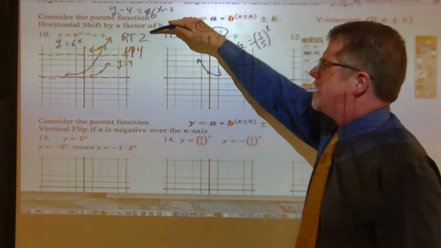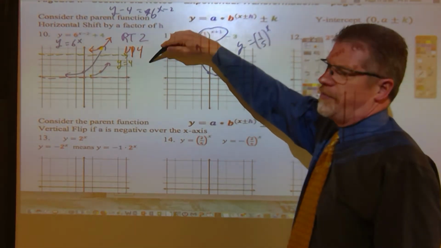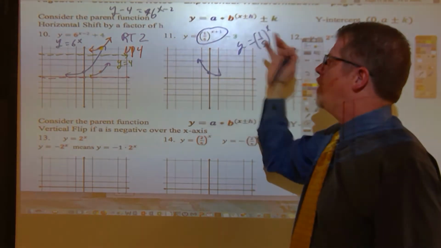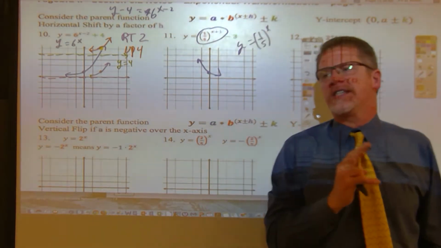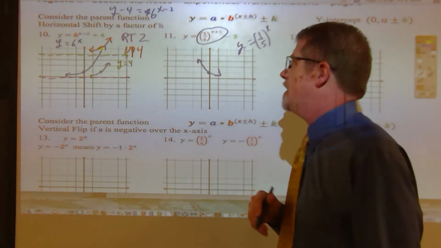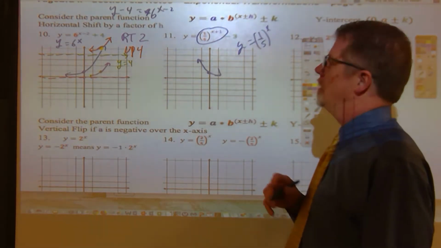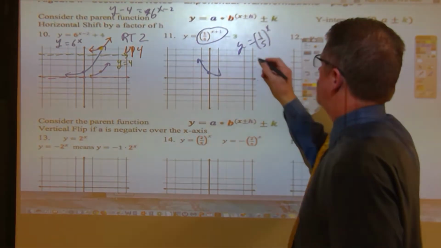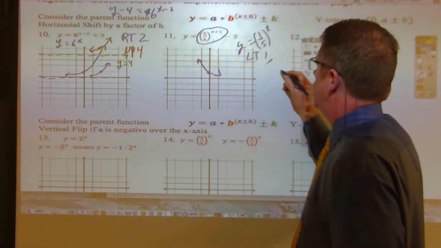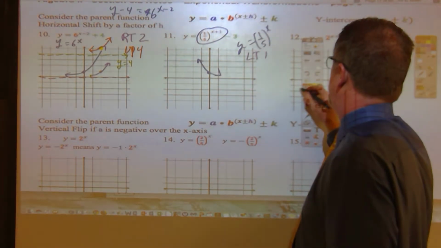The narrative for number 10 was take the parent graph and go right 2, up 4. What is it for this one? Who can give me the 2-step narrative of shifting for this one? Let's go with Alana. Left 1, down 3. Yeah, so left 1 I'm going to do in purple. That's correct. Left 1, and then down 3 will be in red.